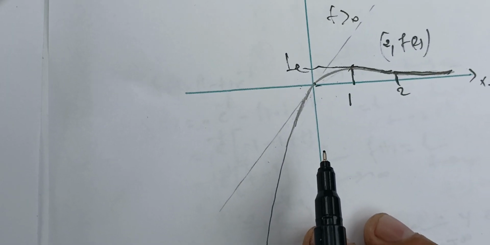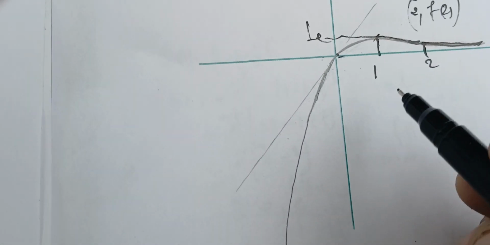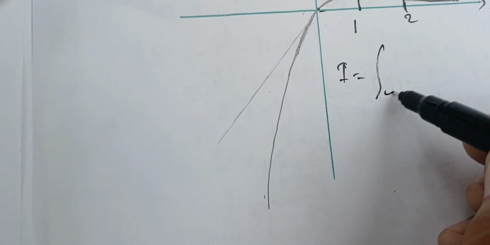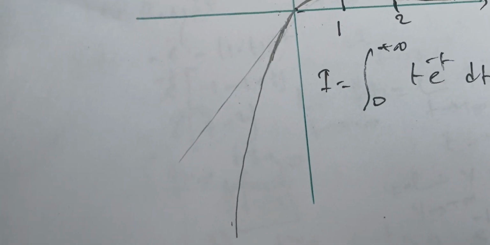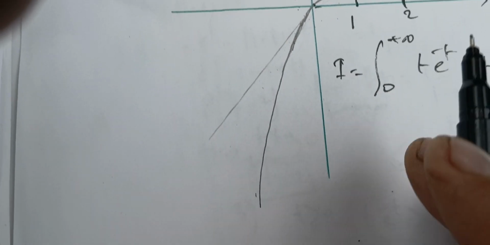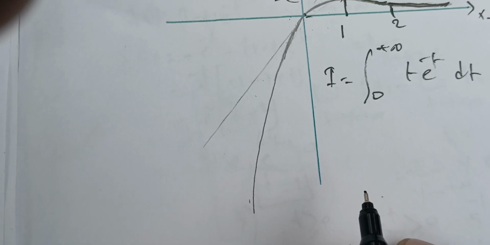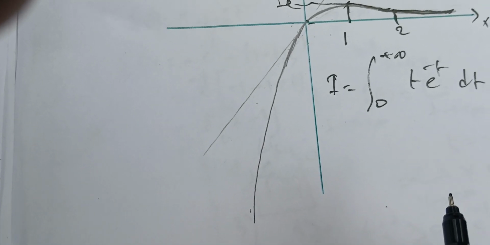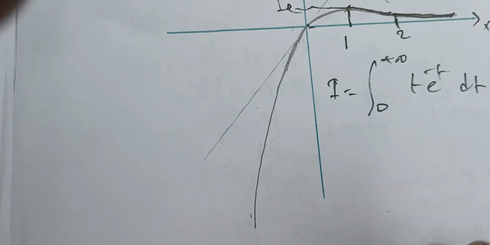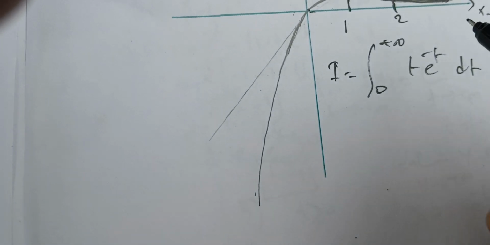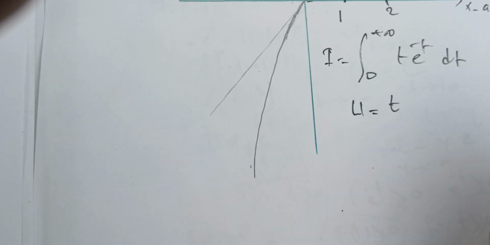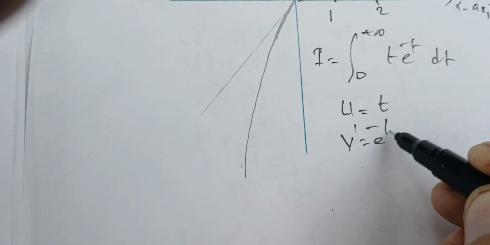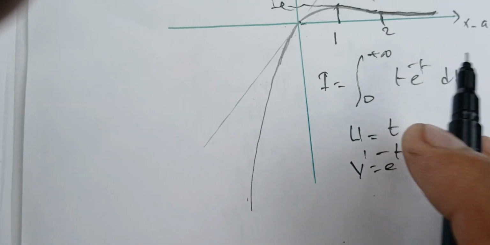The second question that we asked is, what's the area between 0 and infinity of t e to minus t dt? Okay. To compute this area, we will have to use integration by parts. Okay, and it's very simple. You can just use u as t and v prime as e to minus t, and doing so we'll get this area.